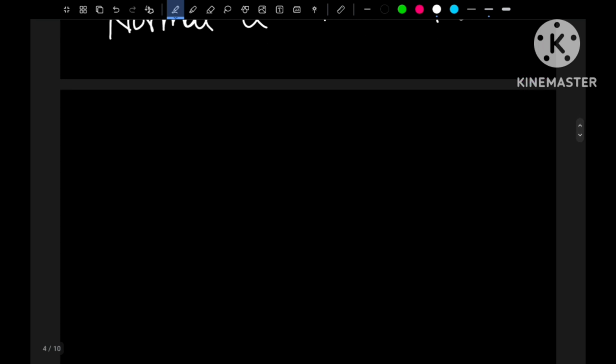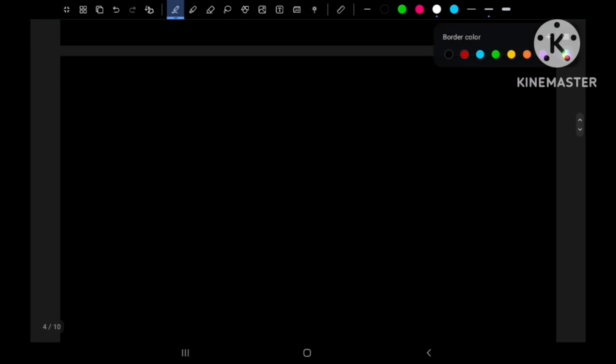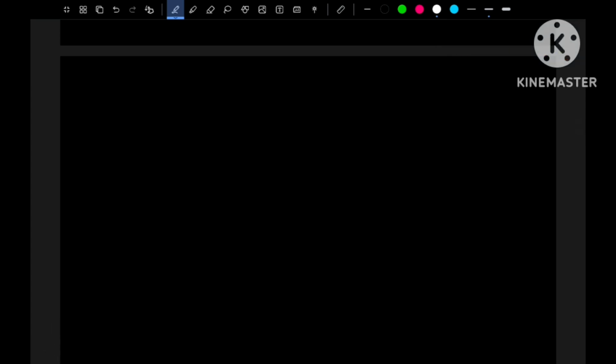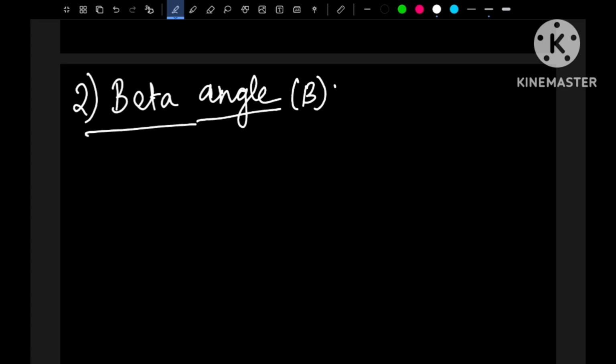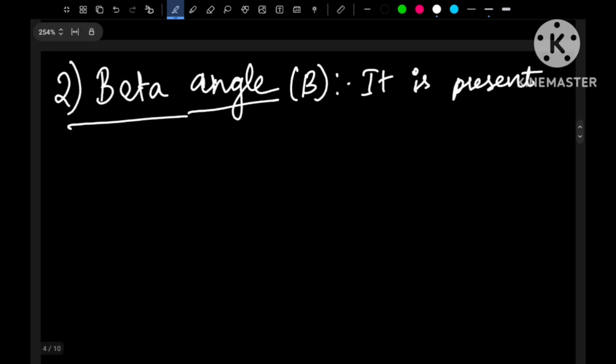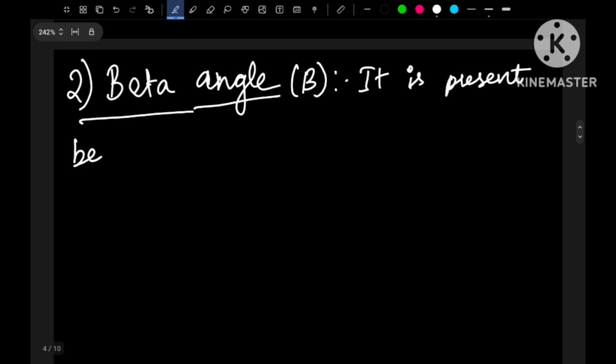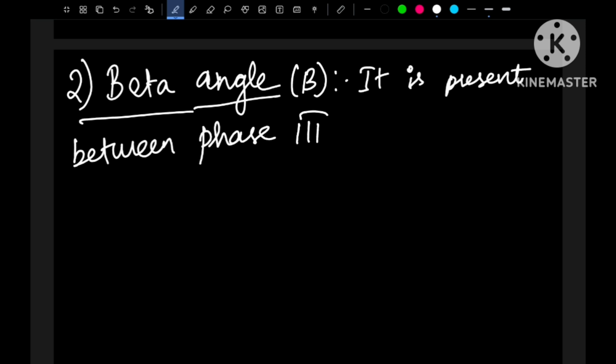So what is next is the beta angle. Let's discuss what the beta angle is. What is this beta angle? Where is it present? That is what we have to see. It is present between phase 3 and phase 4 or phase 0.